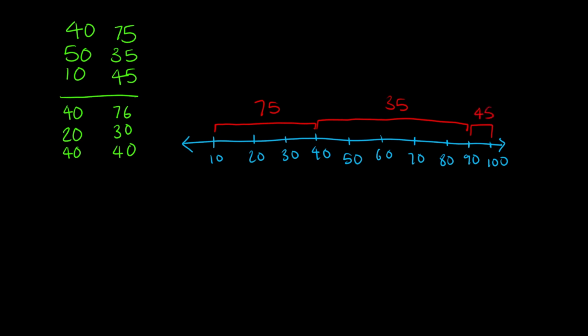Then I'm going to label Bessie's segments with yellow. For the first 40, Bessie is going at a speed of 76 miles per hour. The next 20, Bessie is going at a speed of 30 miles per hour. And finally, she will go at 40 miles per hour.